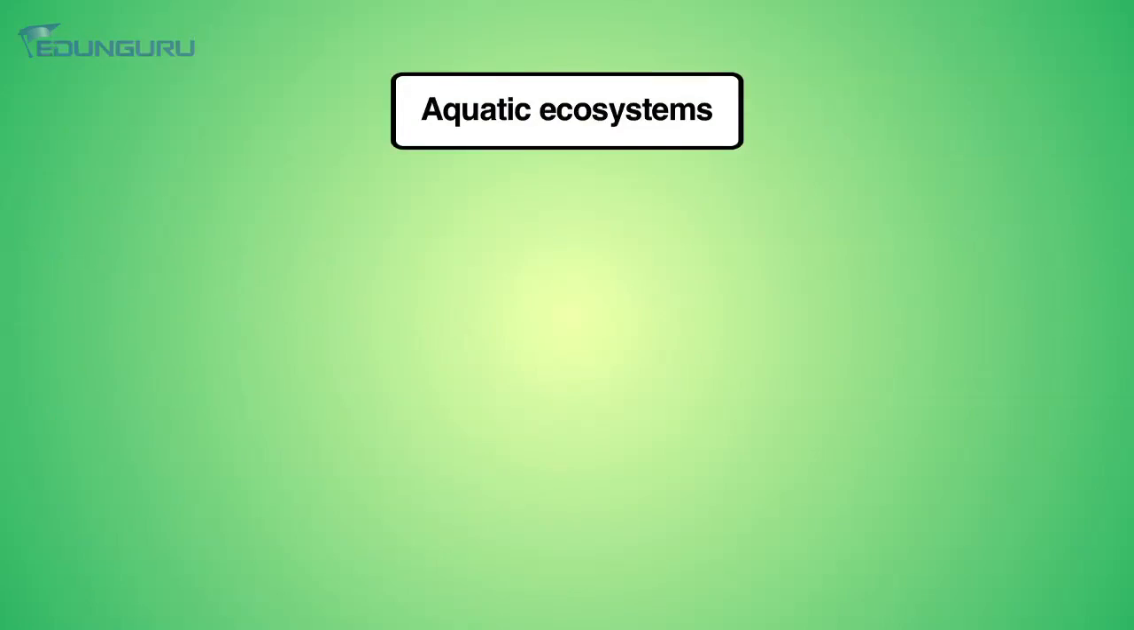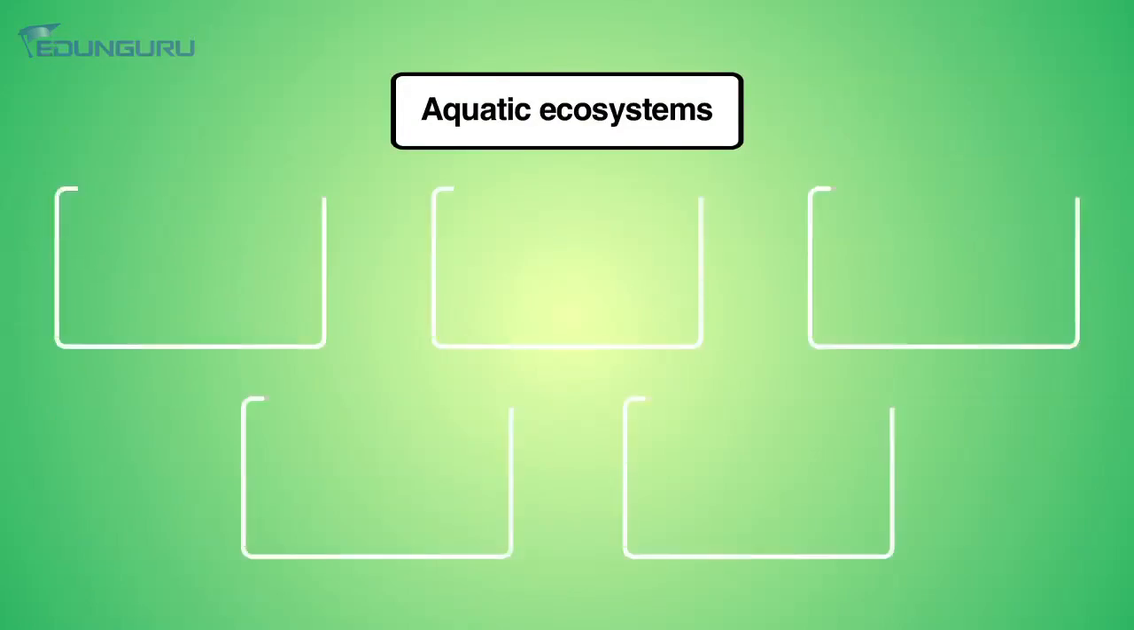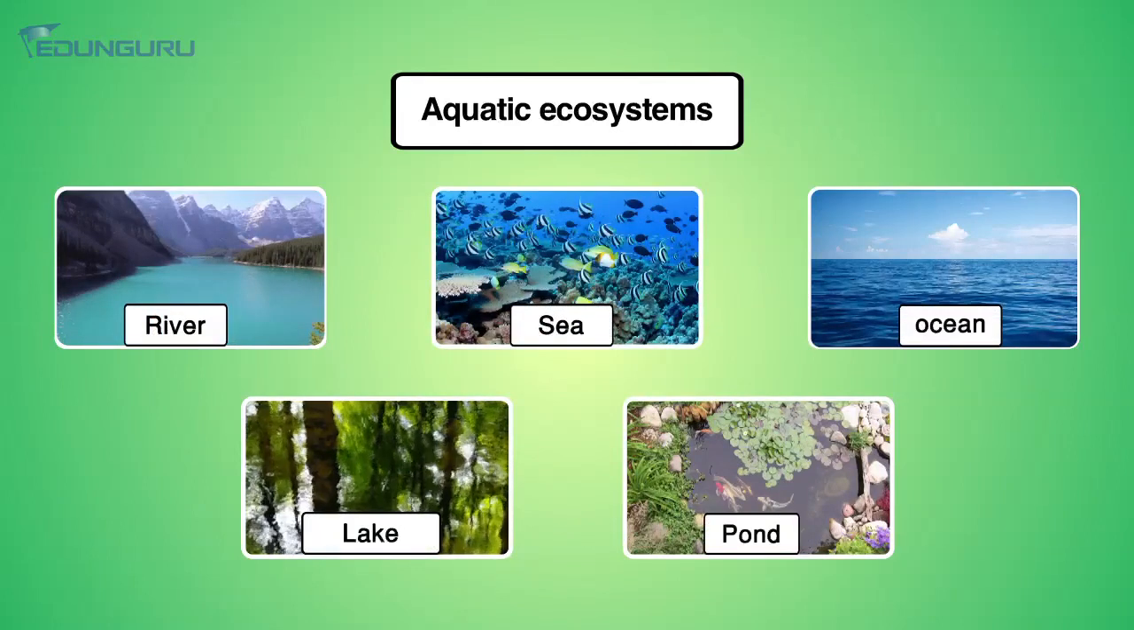Now, we have aquatic ecosystems. Again, it is very simple for you, isn't it? You can also make a list along with me, that is the sea, ocean, river, pond, lake. So, all these are the aquatic ecosystems.